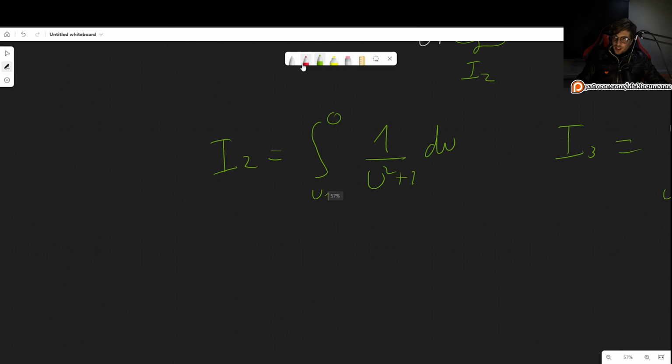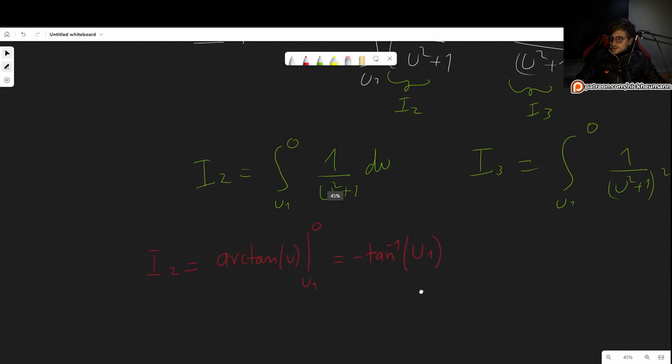I2 is a pretty quick integral to solve. Now I hope this clicks something in your brain. This is a very, very common integral that you should learn if you don't know it already. This is the arctangent. So arctangent of u, evaluated between u1 and 0. But the arctangent of 0 is 0. So we get minus, let me write it as tangent to the minus 1 because I'm lazy, u1. And what is u1?